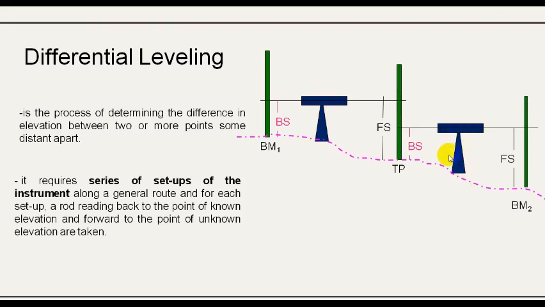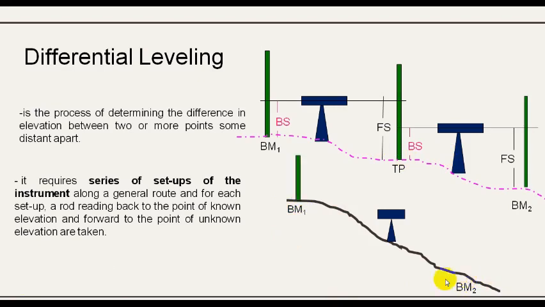So, why do we conduct a series of setups? Because in reality, assuming this is a mountain, then you set up the instrument between your BM1, which is the assumed known elevation, and your BM2, which is your desired elevation to be determined. But when you set up the instrument and place a rod at your station, then when you sight, because of the drastic change in the slope, what you see is the terrain instead of the graduated rod.